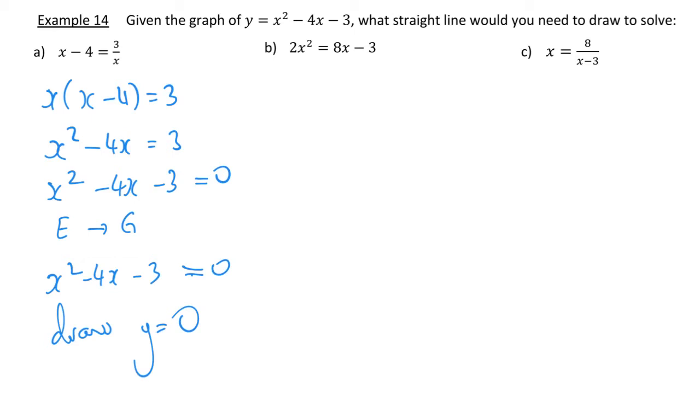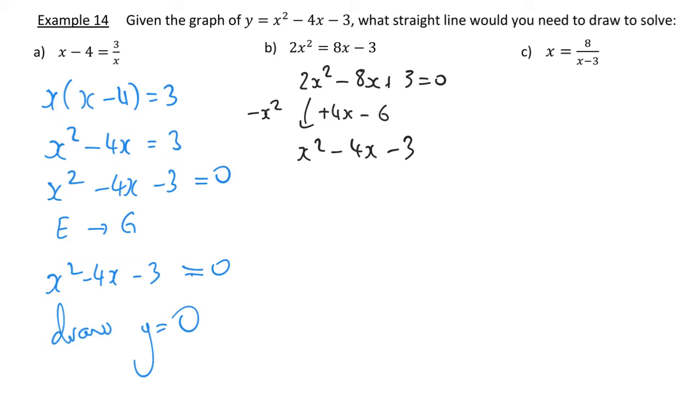Example B, if we bring everything to one side, we get 2x squared minus 8x plus 3 is equal to 0. And what you might think getting from the equation to the graph, which is x squared minus 4x minus 3, you could take away an x squared, you could add a 4x, and you could take away 6. And whilst that is true, and you could draw the curve y equals minus x squared plus 4x minus 6, sadly it is not a straight line, so this technique is not right.